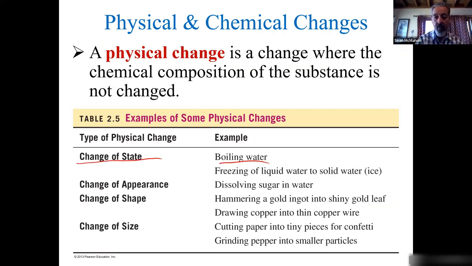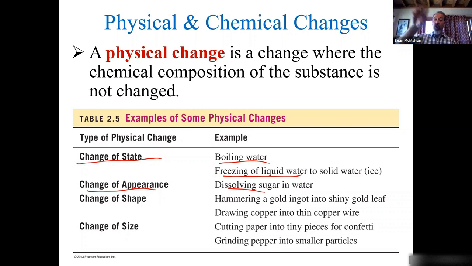When I boil water, I freeze water, going from a liquid to a solid, it's still water. I could have a change of appearance, right? Dissolve sugar in water. It might be a little cloudy, but it's still sugar and water. And you know, because when you taste it, it tastes sweet. So it maintained its chemical properties. There's no chemical composition change, and you know that, right?